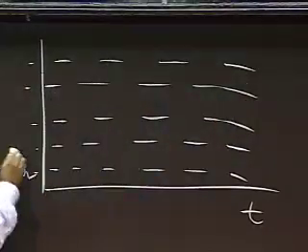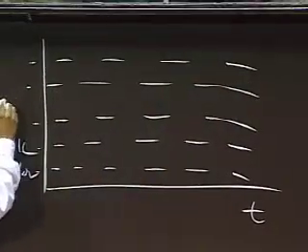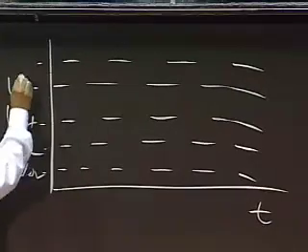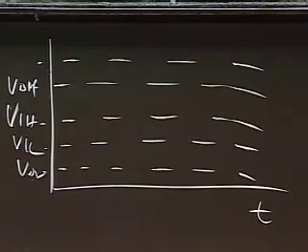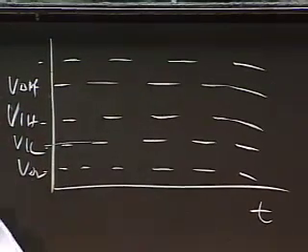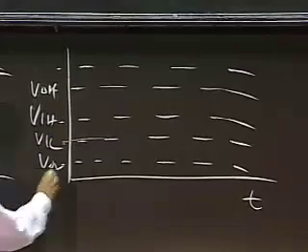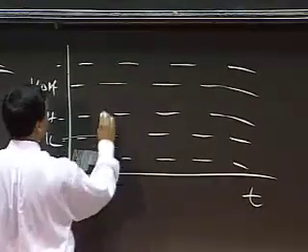I have VOL, VIL, VIH, VOH. So at the receiver, I interpret any signal below VIL as a 0. So I may get some signal that looks like this.